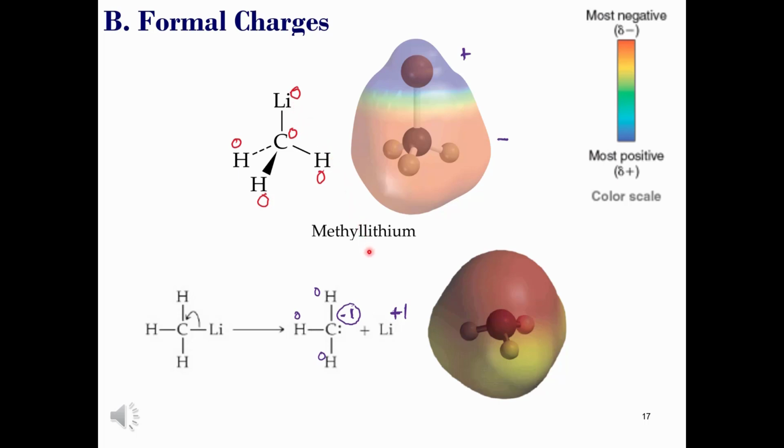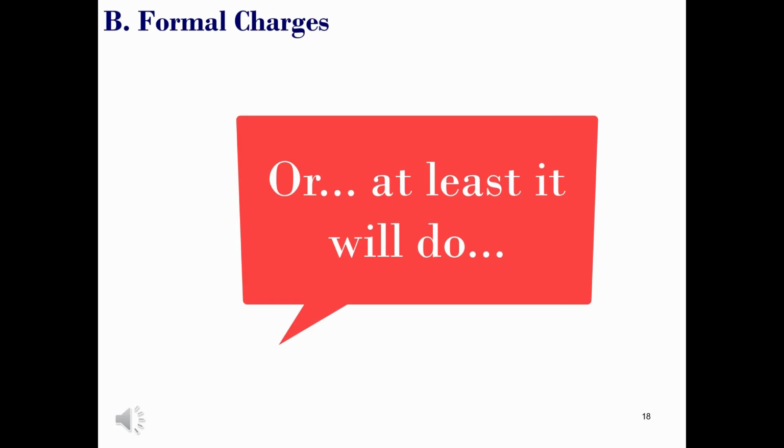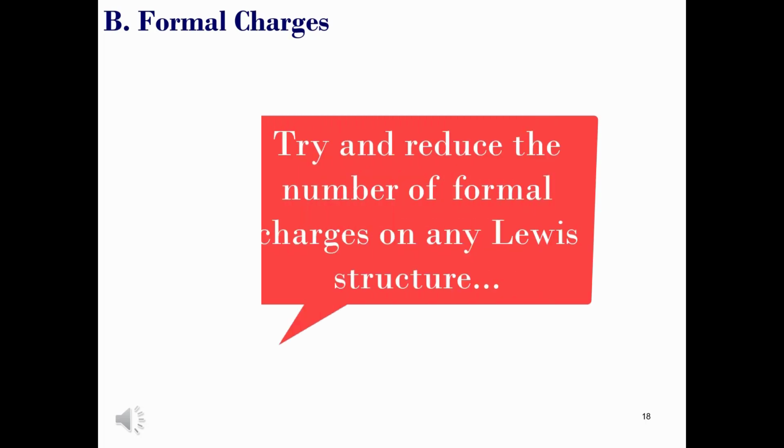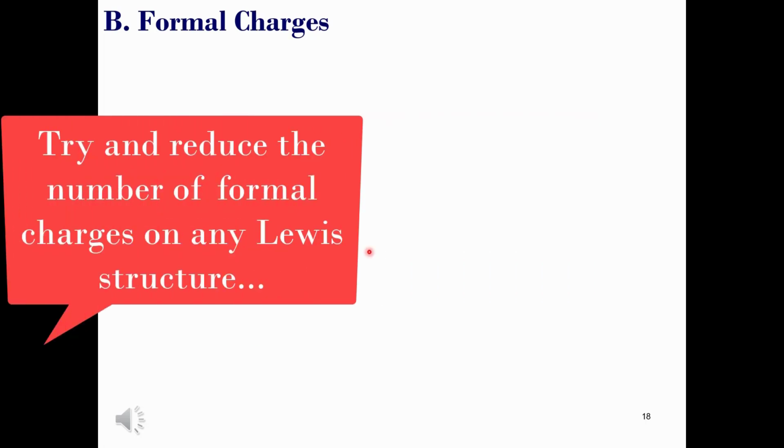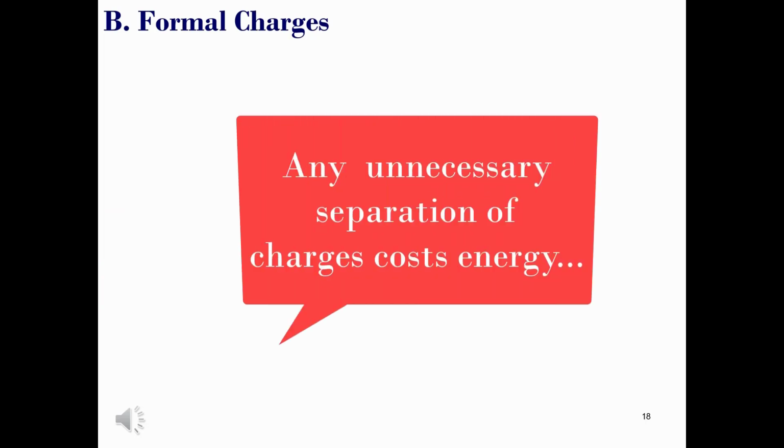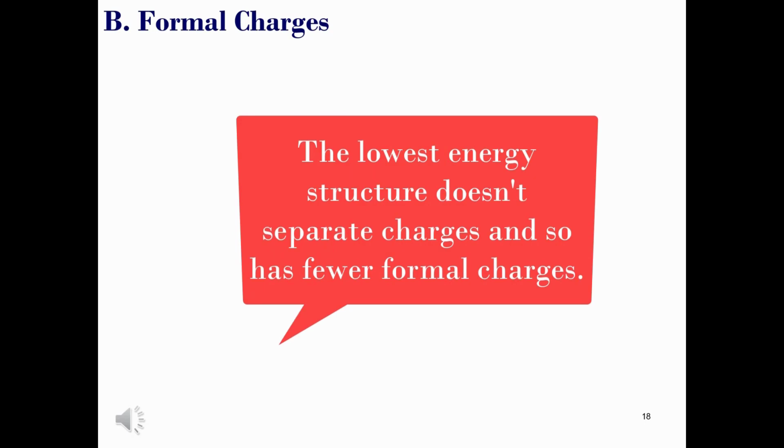Let's now consider ozone, a neutral molecule, and how to calculate the formal charges of its atoms. This slide represents a possible Lewis structure for ozone. A general rule, which will always apply on this course, is to try to reduce the number of charges in any structure we draw. The reason we do this is because any unnecessary separation of positive and negative charges costs energy, and thus we conclude that the lowest energy, that's the best structure, would minimize having any separated charges.